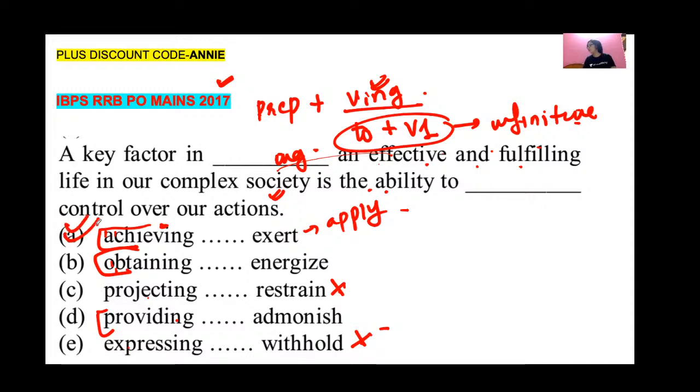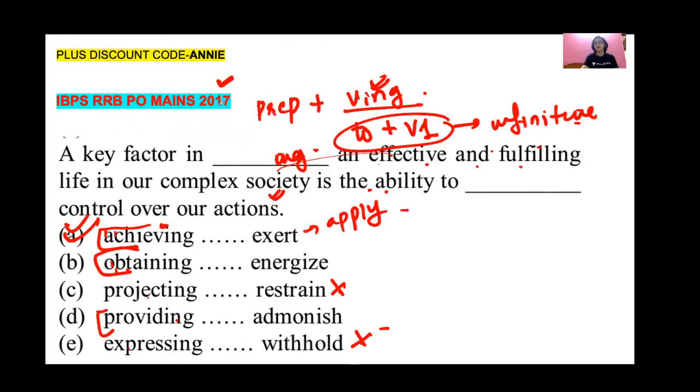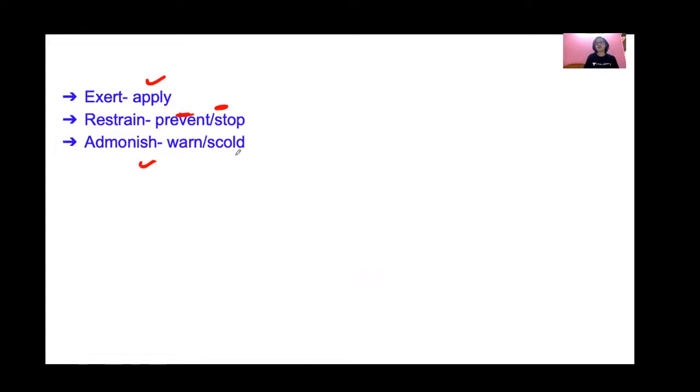So now we will look at the meanings of the words. Exert means to apply. Restrain means to prevent or stop. So here you see restrain was in this option. So in option C, both these words are incorrect. Restrain means to control or to prevent something from happening, or to restrain oneself from doing something. The next word is admonish. Admonish means to scold someone firmly or to warn someone firmly.